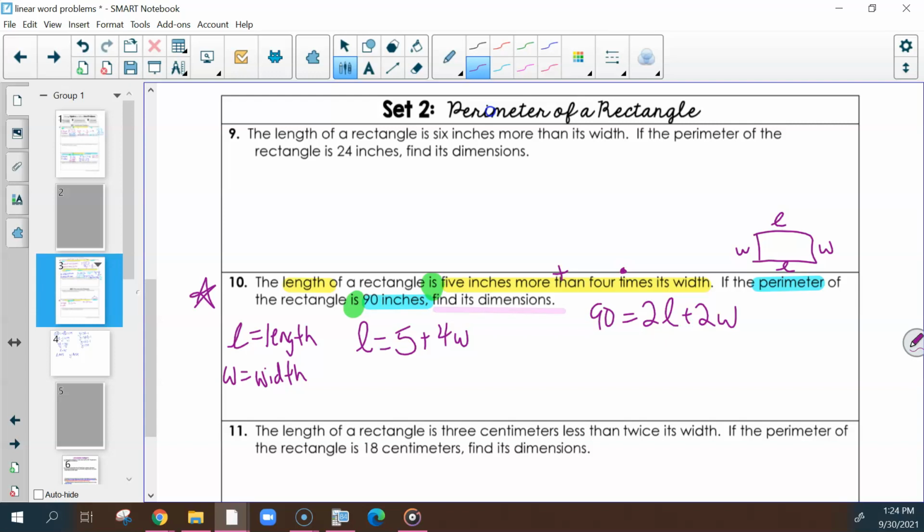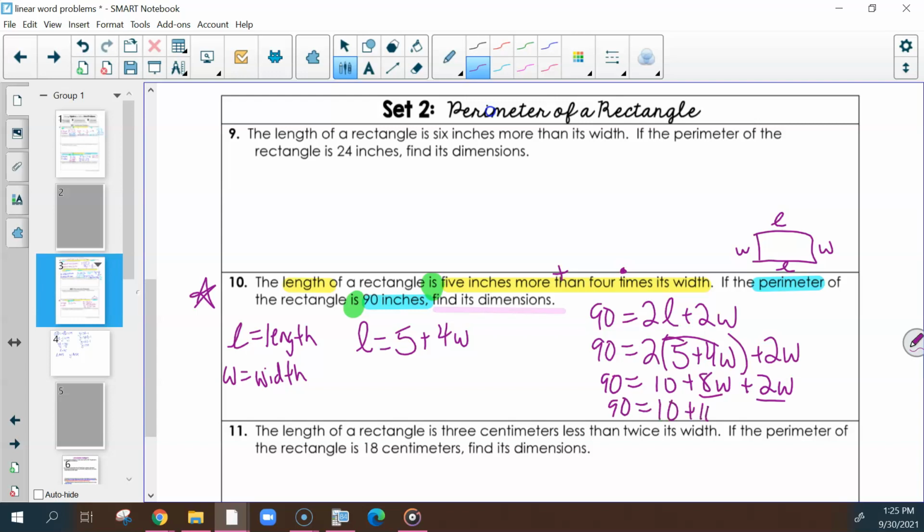Then we can start filling some stuff in. So we know that the length is 5 plus 4W. So in parentheses, I'm going to put that in. And then I'm going to continue and solve this. So distribute. So we have 10 plus 8W plus 2W. Combine our like terms, and then go from there.